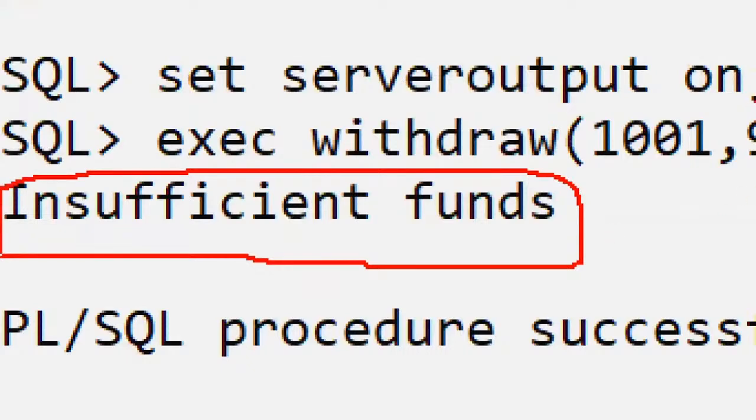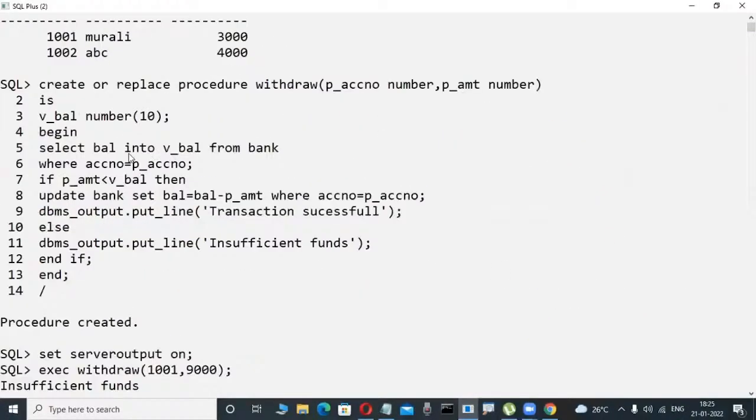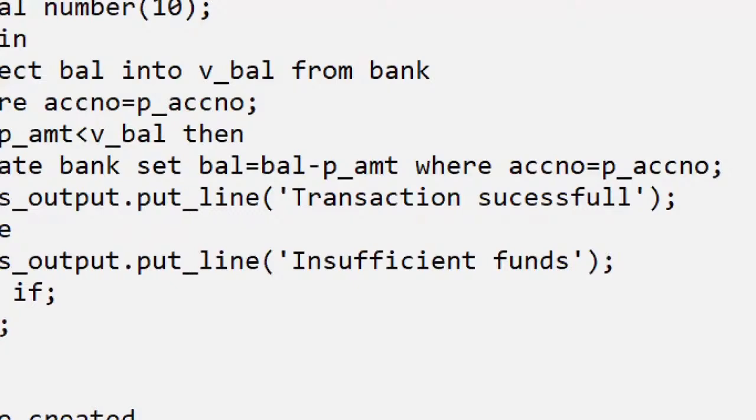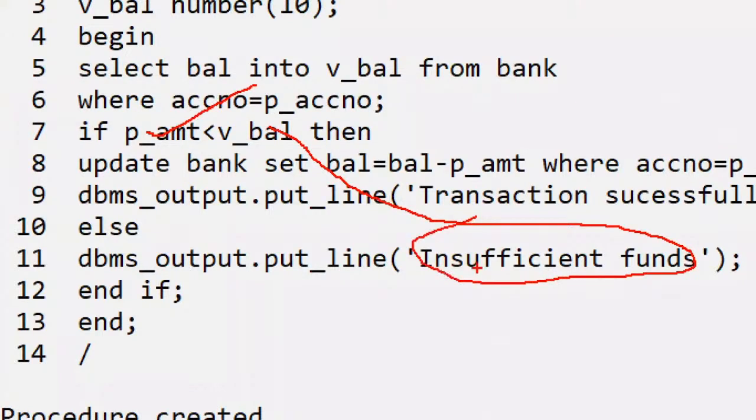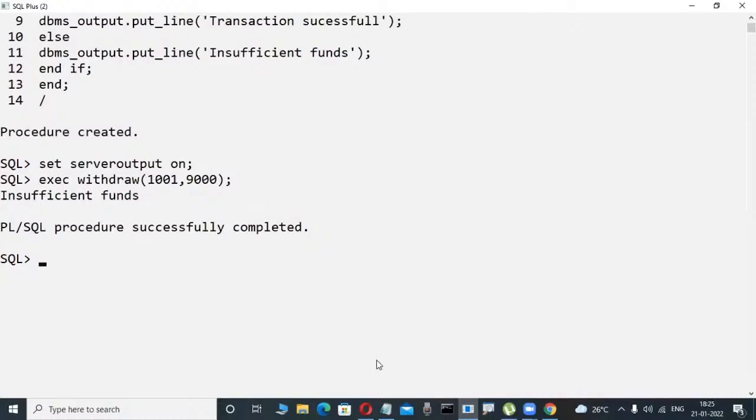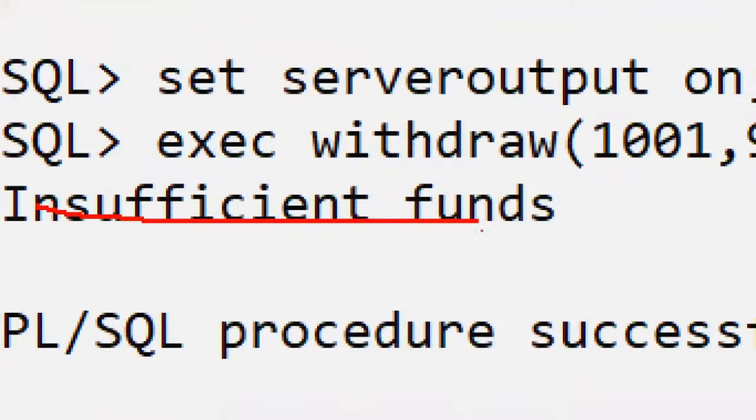Insufficient funds. It will display the message, right? How is it possible? This coding is executed, whatever I'm writing is executed. Your amount is more than the available balance, that's why insufficient funds only. It will display the message or not? Yes. Now, logically observe: insufficient funds is a message, it will be displayed.